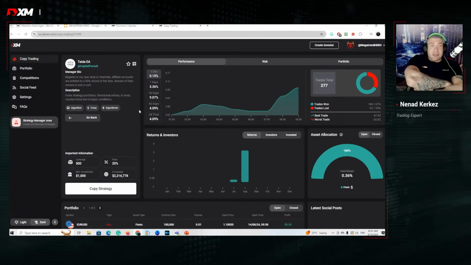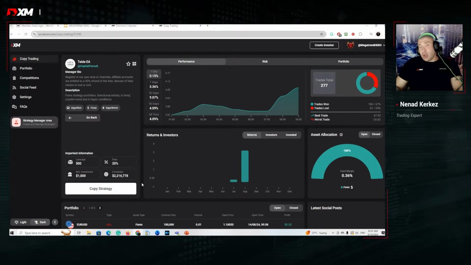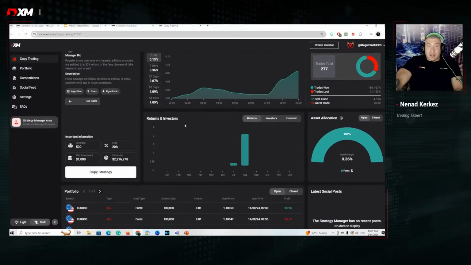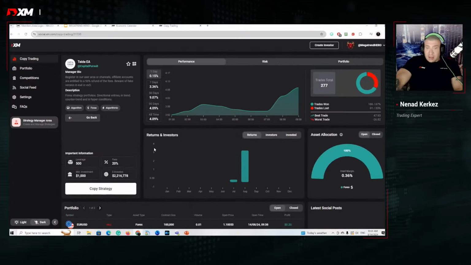20% fees, minimal investment $1,000. And you see in this robot, it's more than $2 million invested. Honestly, guys, this one looks good. I would need a little bit bigger track record.